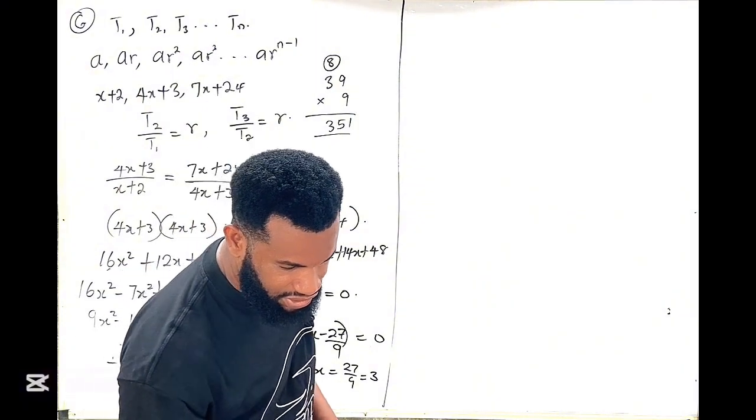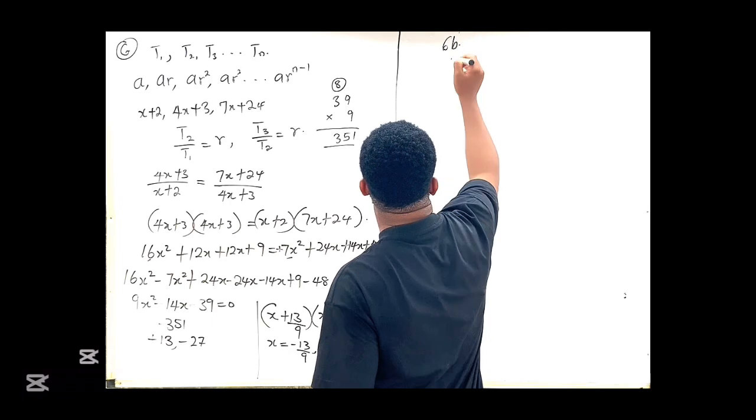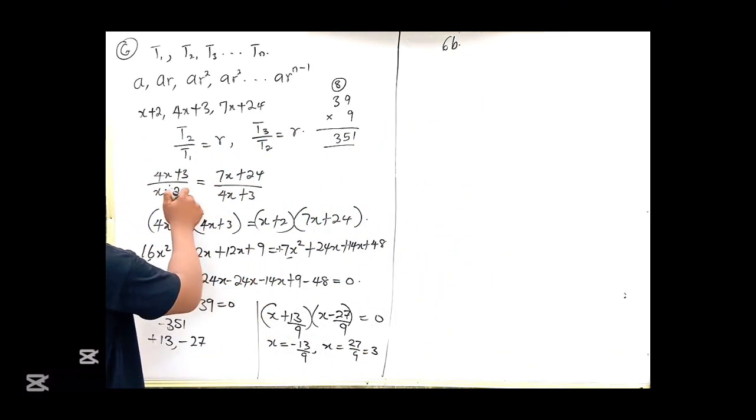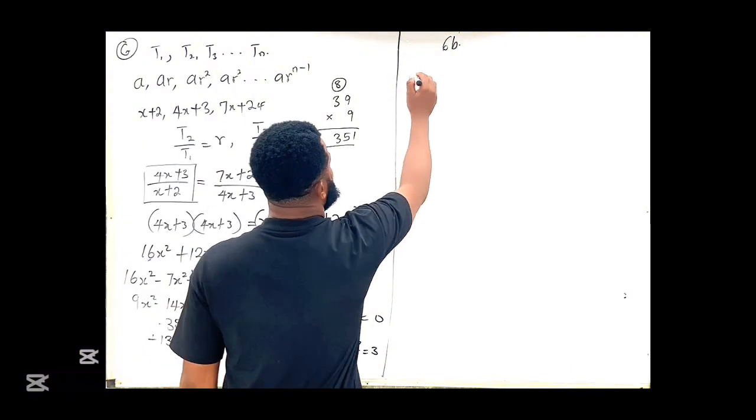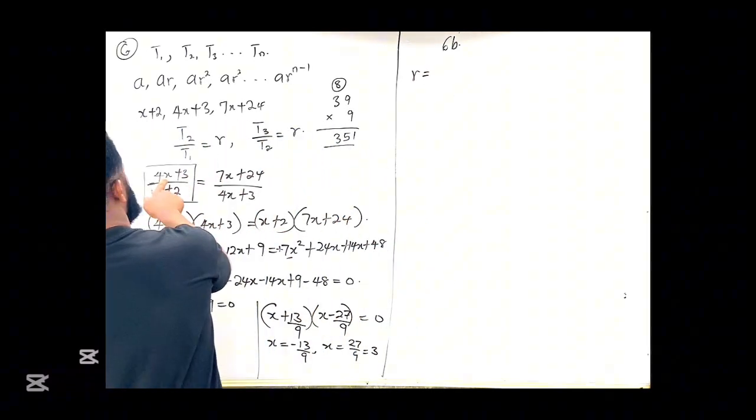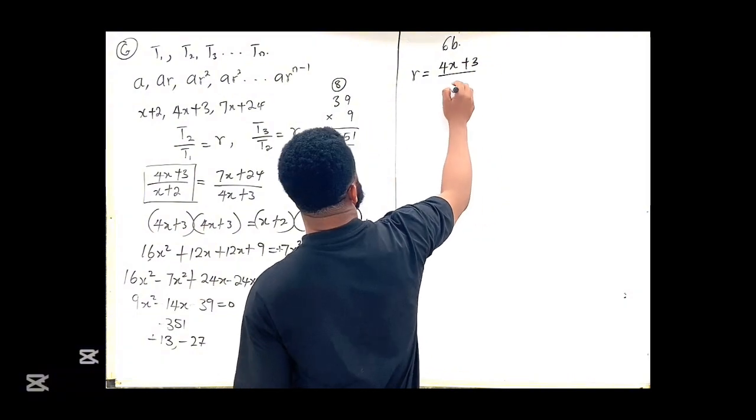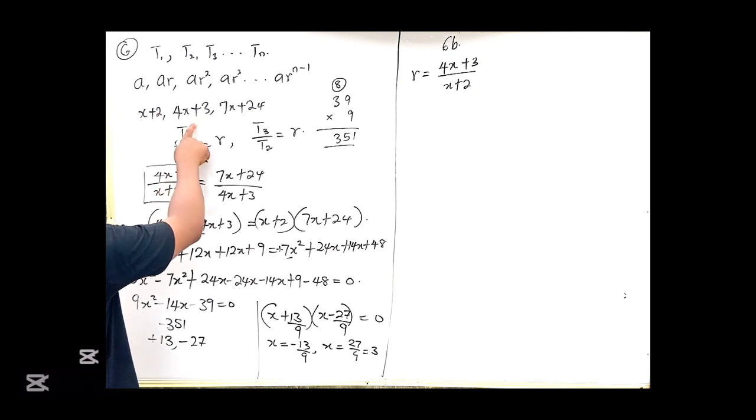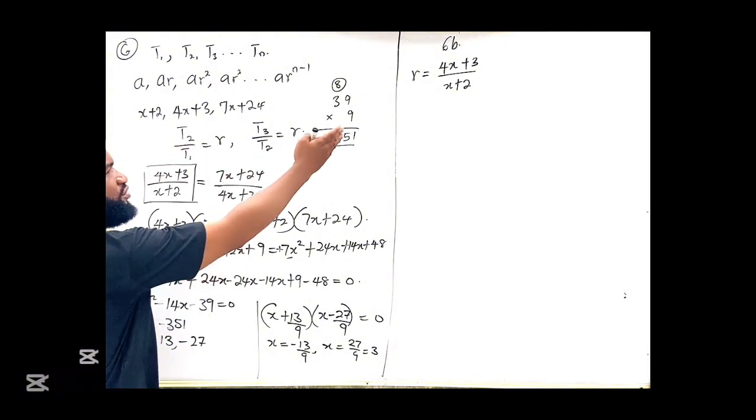So let's go to the next question, the common ratio. For 6b, we are asked to find the common ratio. How do I find the common ratio? Remember that the common ratio is T2 over T1. T2 is 4x plus 3 all over x plus 2. Remember what I mean by T2: this is the first term and this is the second term. So T2, the second term, divided by T1, the first term. If you do this divided by this, you are going to have the common ratio.